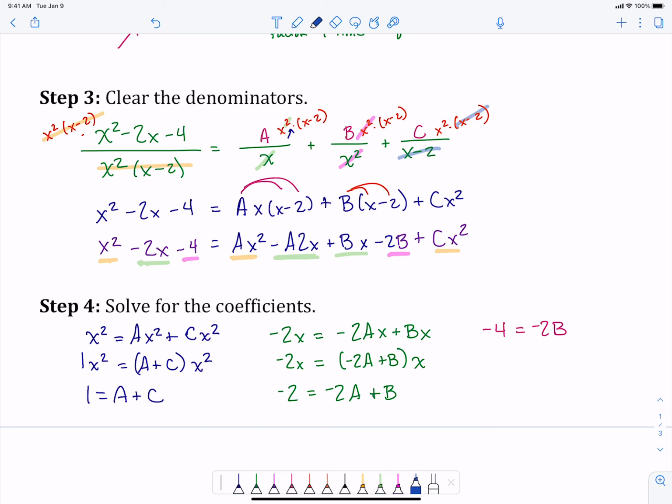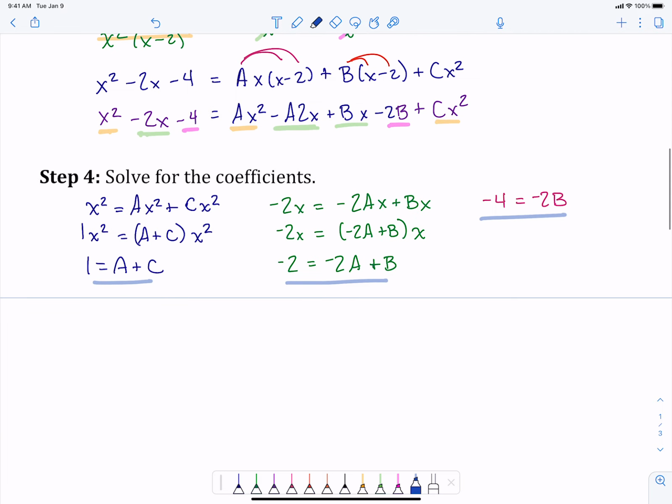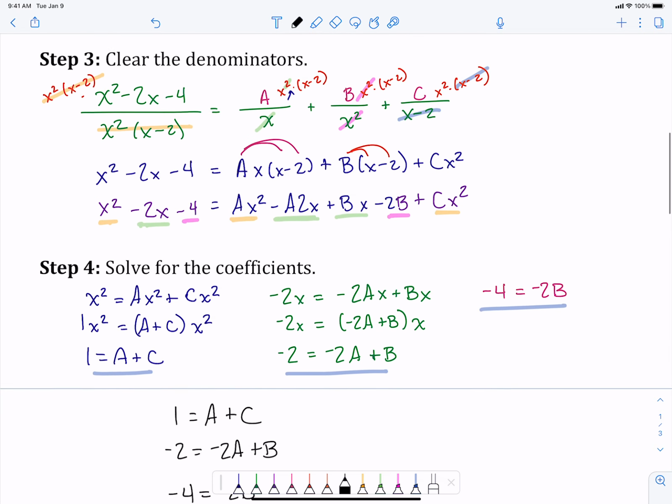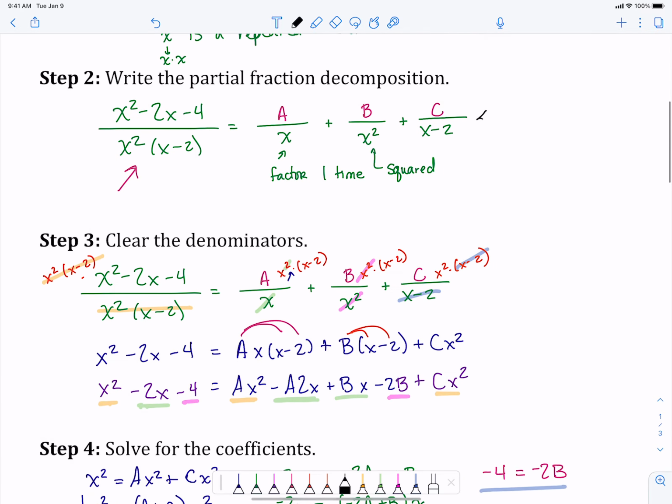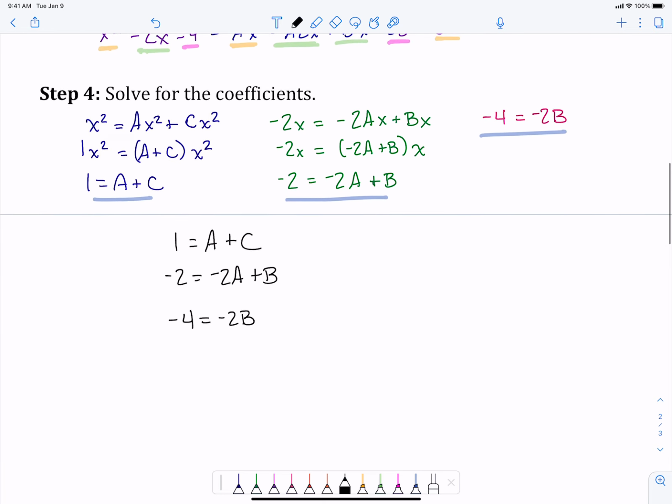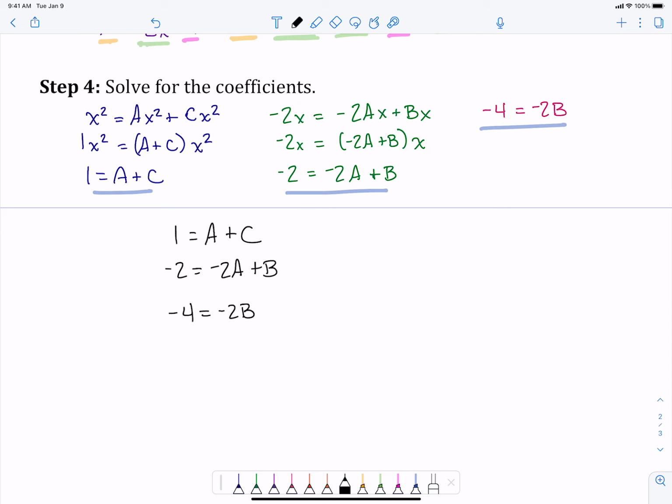So now these three equations that we have, this is a system of equations, and we can use these to solve for a, b, and c. So we have 1 is equal to a plus c, -2 is equal to -2a plus b, and then we have -4 is equal to -2b. So again, we're trying to figure out what are these coefficients that we put on these fractions up here to get us equal to our simplified fraction. All right, so that's again what we're trying to figure out.